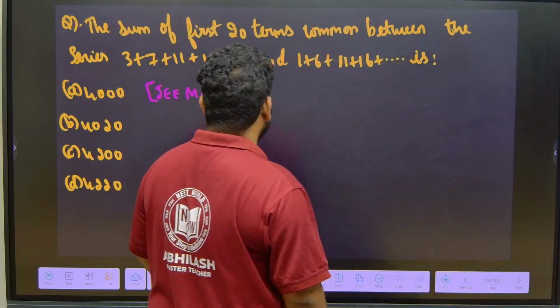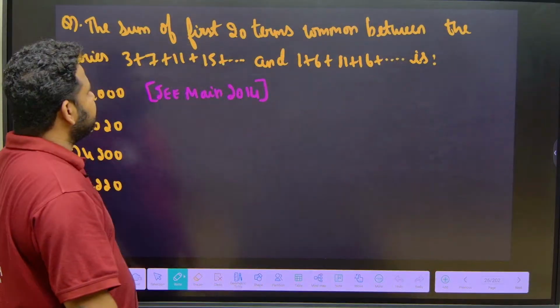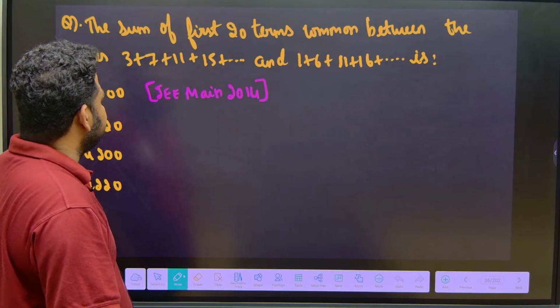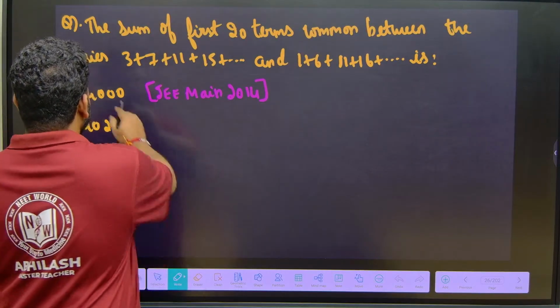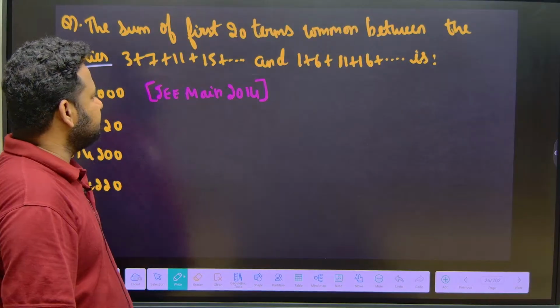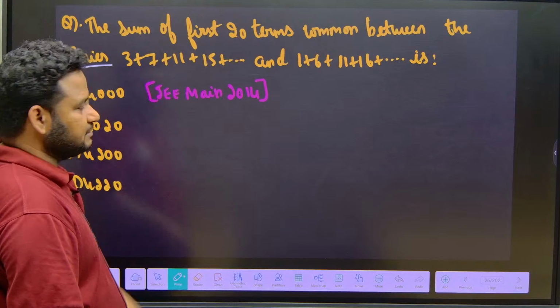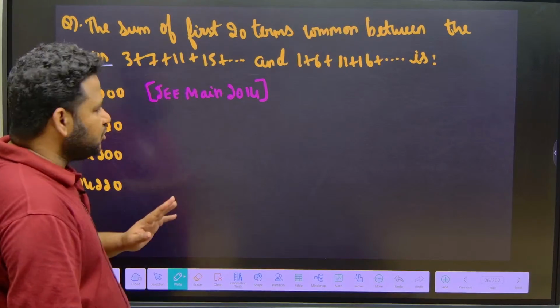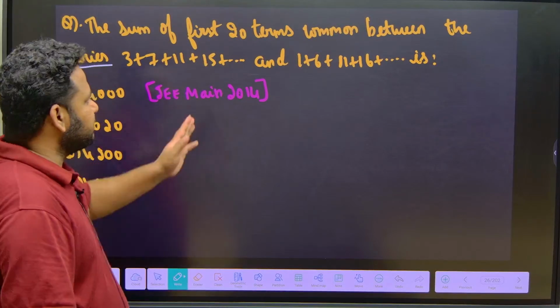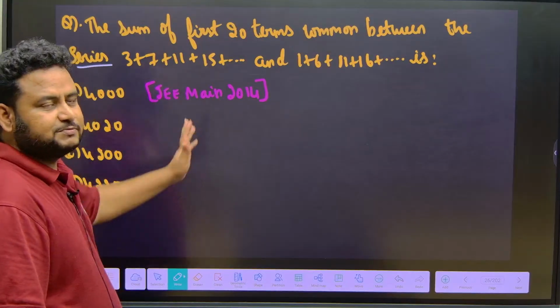Now look at this question. They have given the sum of the first 20 terms common between the series. This is the question that they are asking: the sum of the first 20 terms. So first of all, I am not interested in finding the first 20 terms. First I want to find the common terms between these two APs.